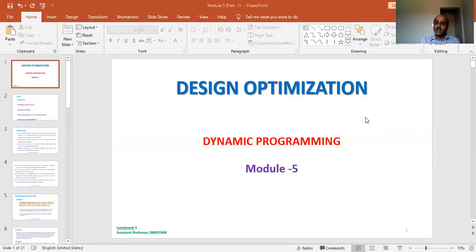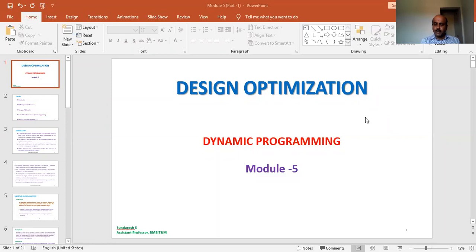Okay. So what we do here is that the entire system is divided into subsystems, and we start optimizing each subsystem, and ultimately it leads to the optimization of the entire system. So this is the basic concept or principle that we employ in the programming called dynamic programming.